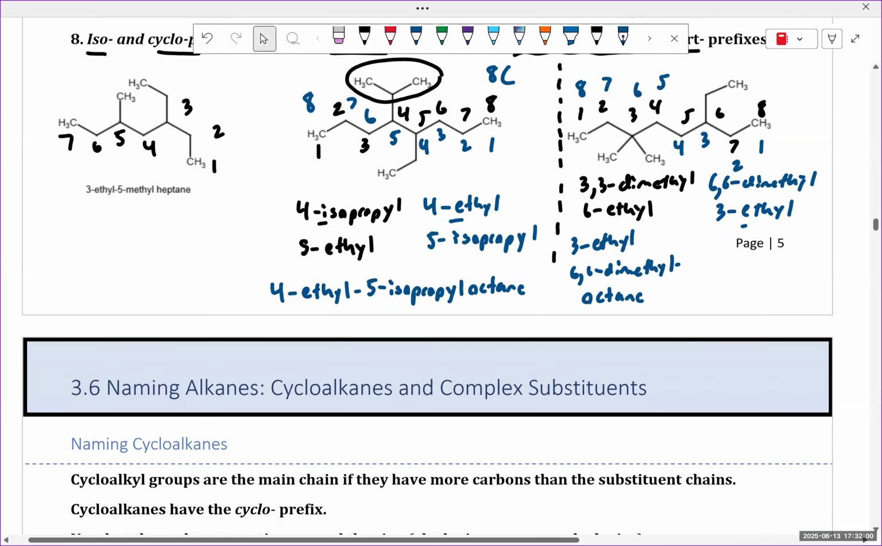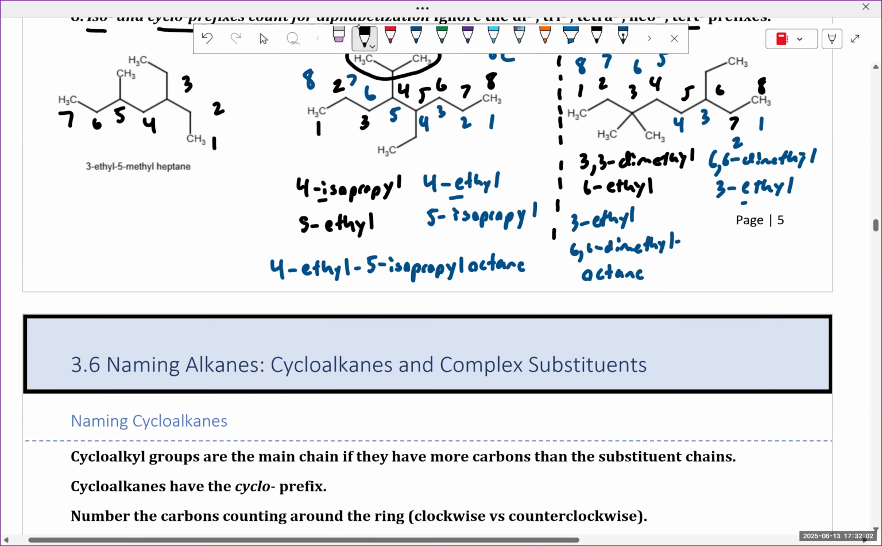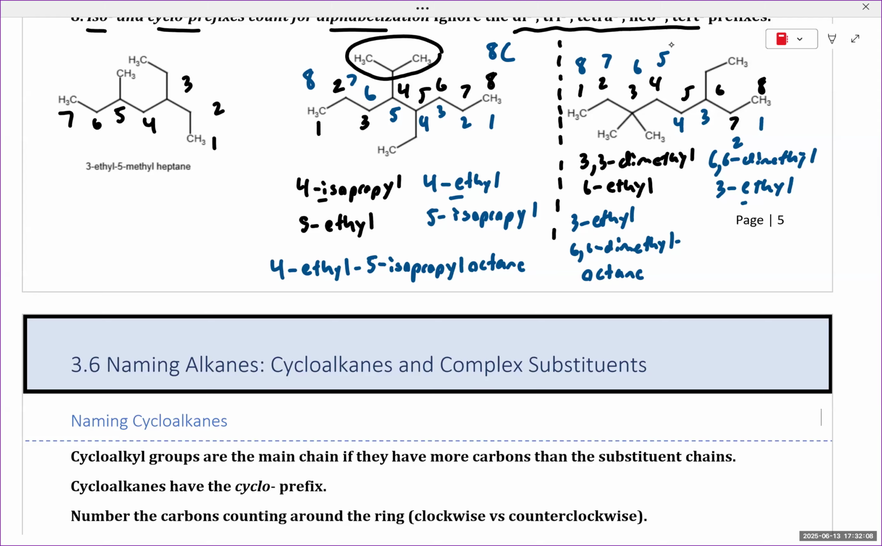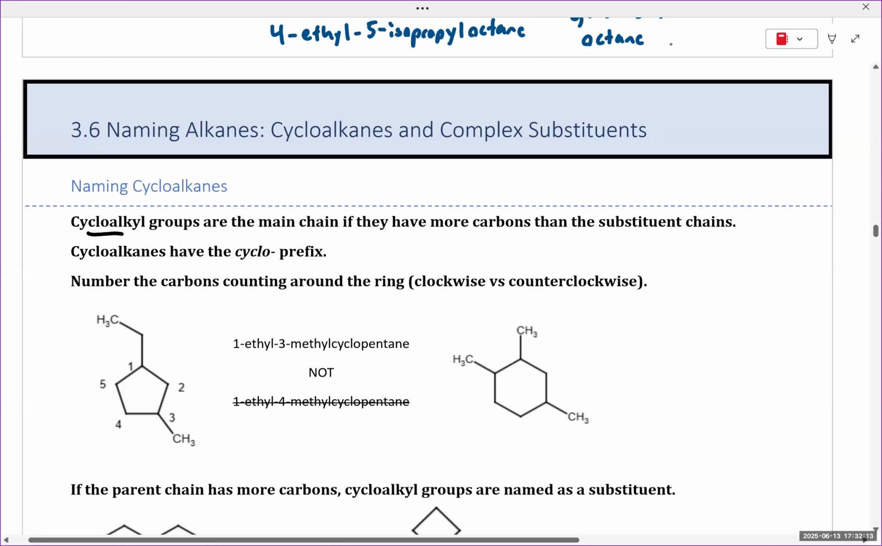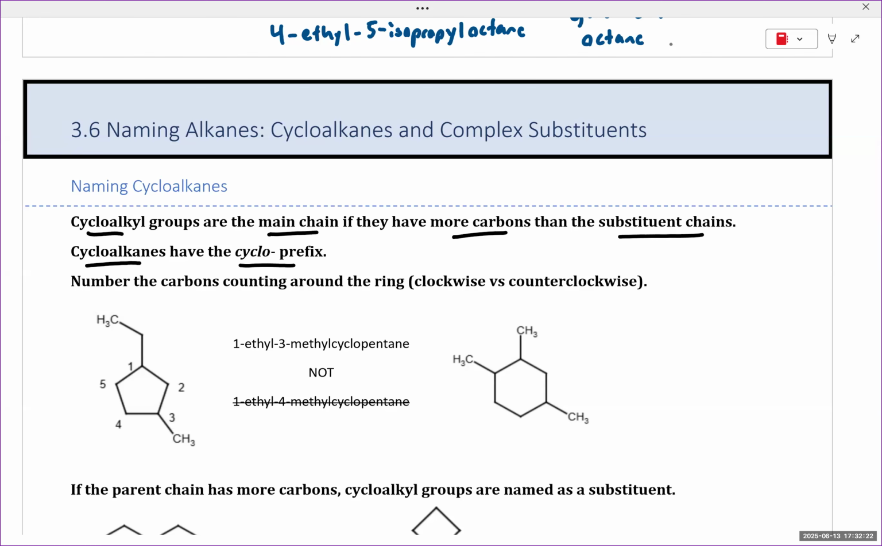So let's keep going now, and let's look at what happens when we're naming cycloalkanes and other complex substituents. So cycloalkyl groups are going to be the main chain if they have more carbons than the substituent chains. Cycloalkanes are given the cyclo prefix. In this case, you'll number the carbons counting around the ring, either clockwise or counterclockwise. And again, you're going to select the locant numbers that give the lowest locant number for each substituent sequentially.